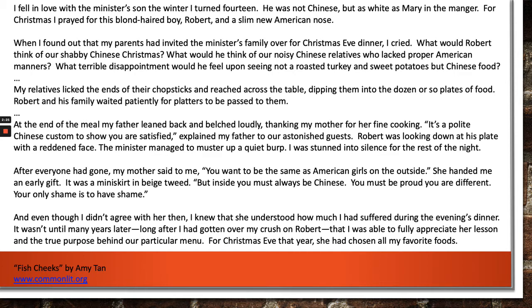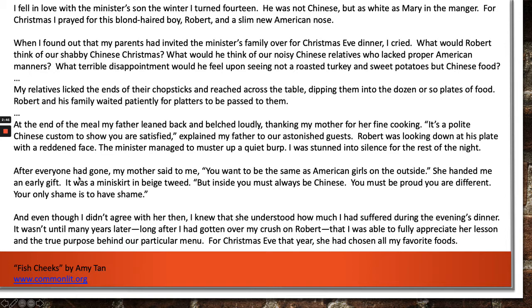At the end of the meal, my father leaned back and belched loudly, thanking my mother for her fine cooking. "It's a polite Chinese custom to show you are satisfied," explained my father to our astonished guests. Robert was looking down at his plate with a reddened face. The minister managed to muster up a quiet burp. I was stunned into silence for the rest of the night.